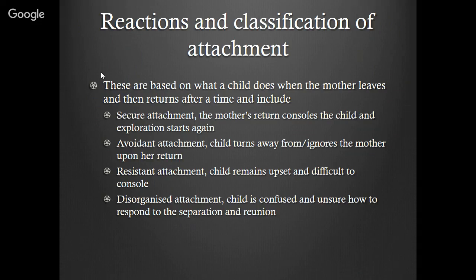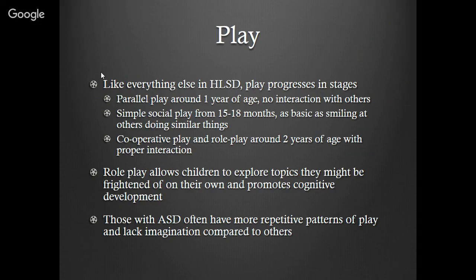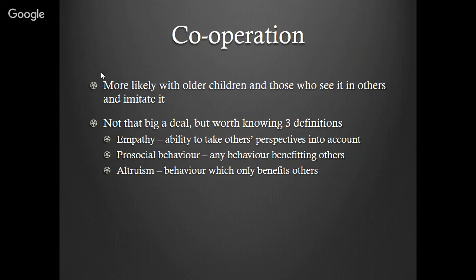Avoidant is where it's kind of still mad at them, so it just ignores the mother when she returns. Resistant is when you have a kid who wants something in the supermarket or something, the mom's like, shh, and it keeps on making noise. That's basically resistant. And then disorganized is where mom comes back and she's like, what do I do? And that's it. Cool. Play, really, it's a waste of time. Don't worry about going over that too much.